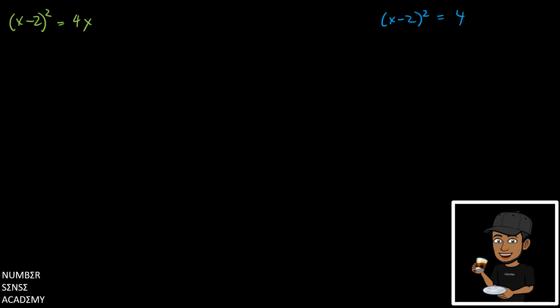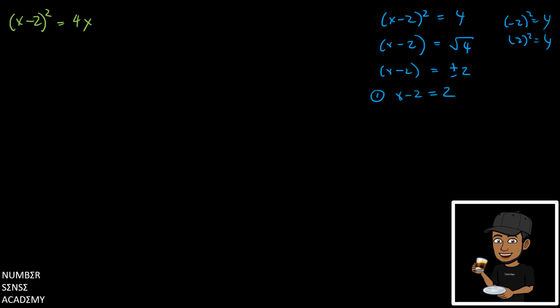Okay, so the opposite of squaring is taking the square root. So I would have x minus 2 is equal to the square root of 4, which is plus or minus 2, because negative 2 squared is 4 and 2 squared is 4. So I have to take both. In case 1, x minus 2 is equal to 2, and this would mean that x is equal to 4. And in case 2, x minus 2 is equal to negative 2, in which case x is equal to 0.